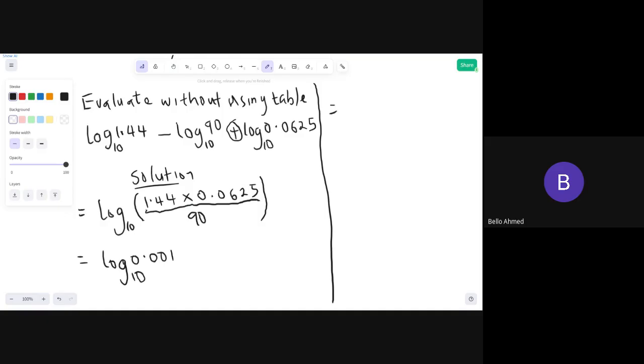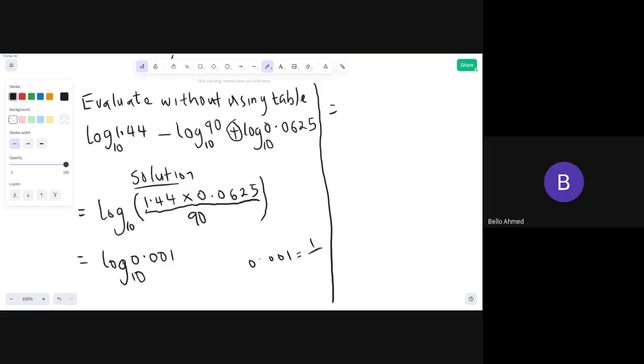Now, remember that we want to simplify this problem. Further, 0.001, I can change it to what? Well, let me quickly show you how you can change it here. There are different ways you can change it. But let's say that is going to be 0.001.